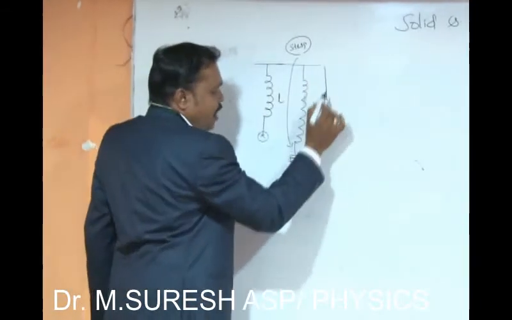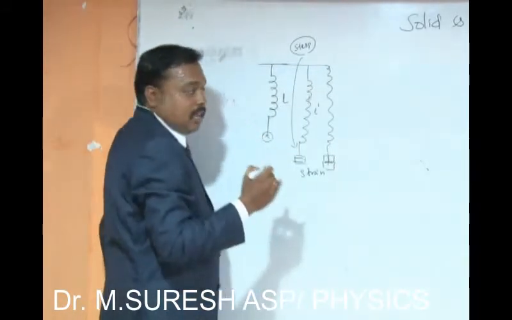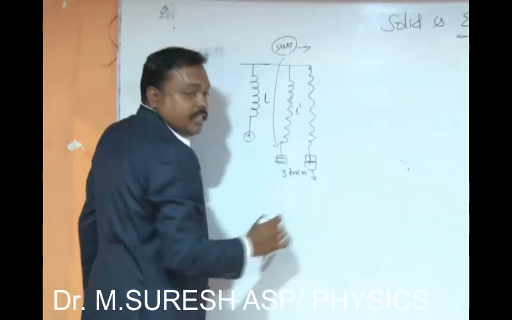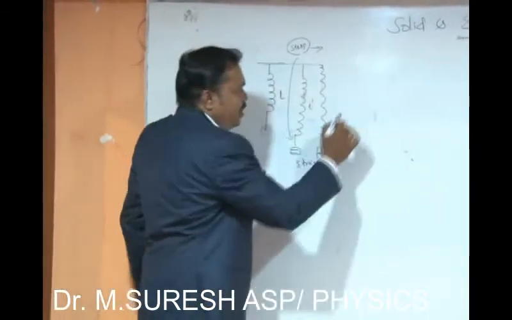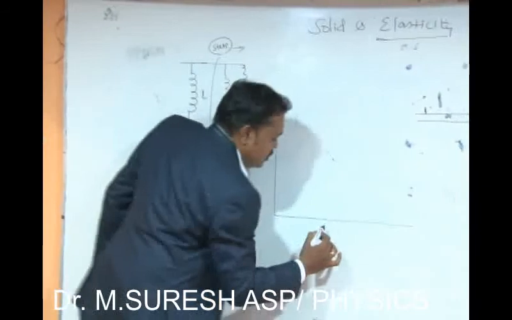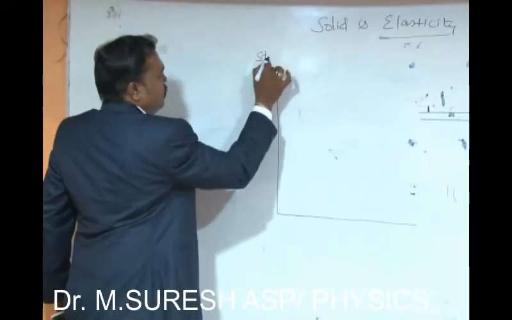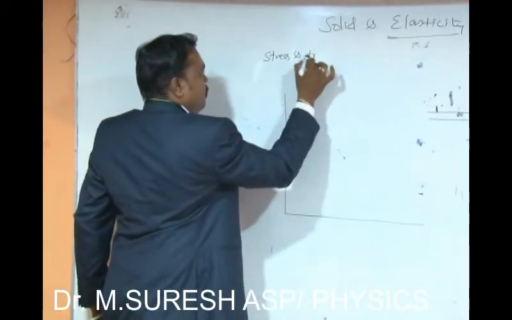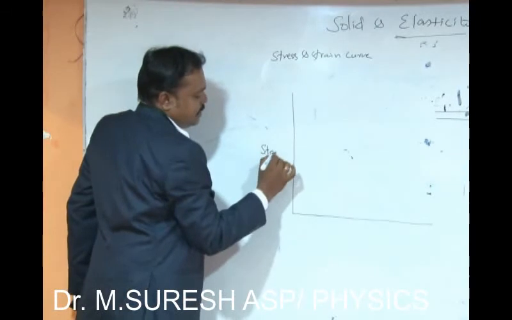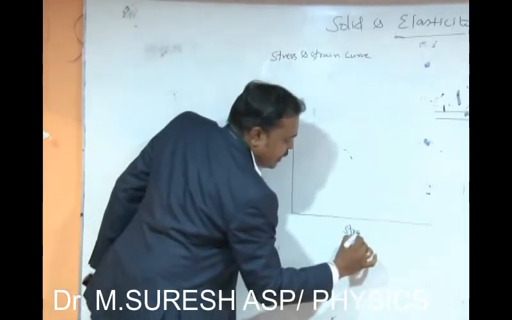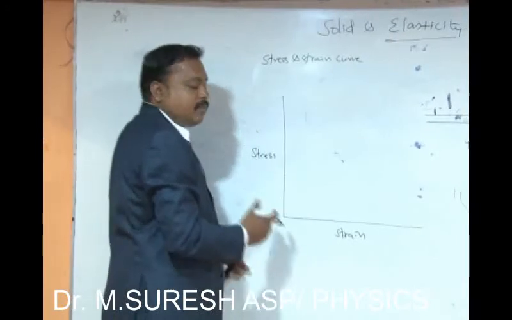In a similar way, if I add one more load to the system, the spring will elongate much more. As a result of this increased stress, there will be an increased strain. So for the strain produced in the material with respect to the applied force, I can draw a curve called the stress and strain curve. I am going to put the stress on the y-axis and the strain on the x-axis. By using this plot, I am going to analyze the relation between the stress and strain.